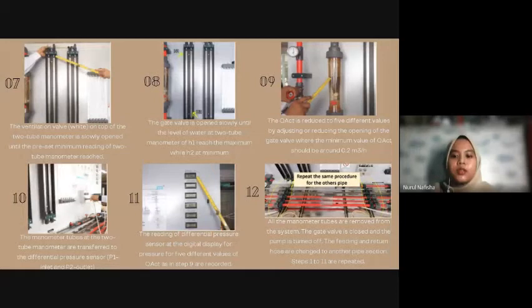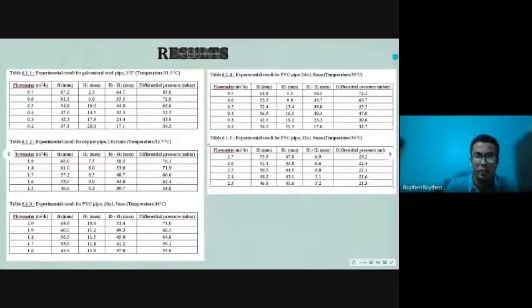The gate valve is closed and the pump is turned off. Lastly, the feeding and the return hose are changed to another pipe section. Steps 1 to 11 are repeated for different types of pipes. So that's all for me. I will pass to the next presenter to continue our presentation.